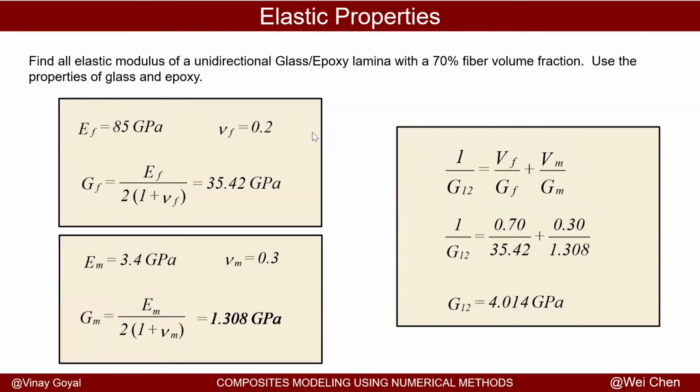To get the shear modulus, if I know the modulus of the fiber and the Poisson ratio of the fiber, I can estimate the shear modulus of the fiber, and that is using this formula. I can do the same thing for the matrix. I know its modulus, I know its Poisson ratio. I can use this formula to calculate or estimate the shear modulus.